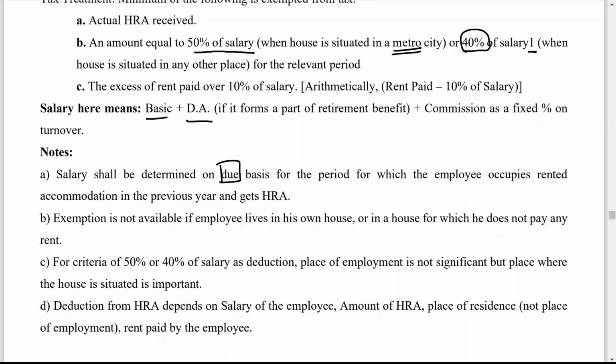The employee must occupy rented accommodation in the previous year and get HRA. So a person will get this exemption only when he is staying in a rented house. If he is not staying in a rented house, then this exemption is not available. So here one can do some planning: if an individual is staying with his parents, then they can do one planning.